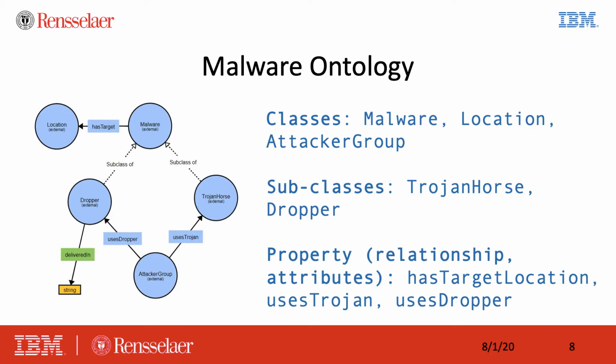The malware class has two subclasses, Trojan horse and dropper. A property like hash target location exists where the domain is determined by the malware class and range by the location class.